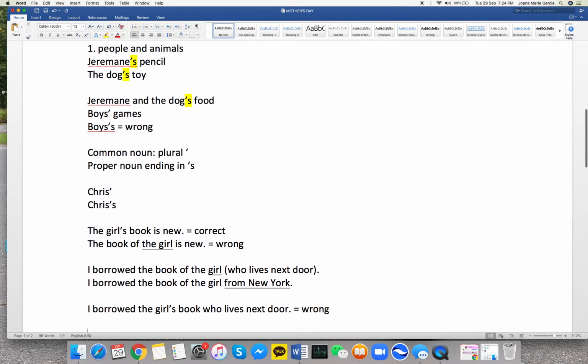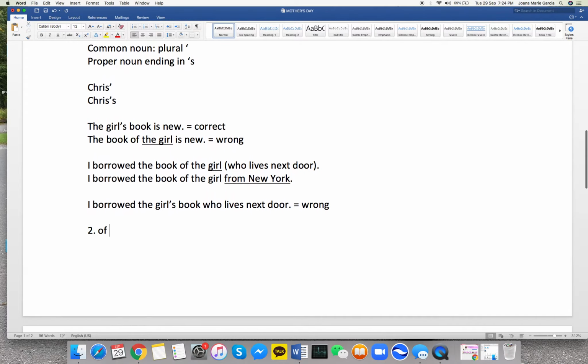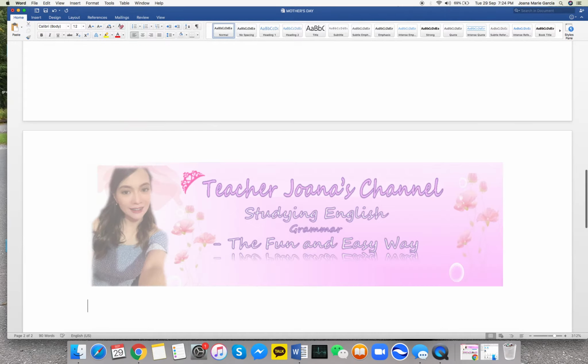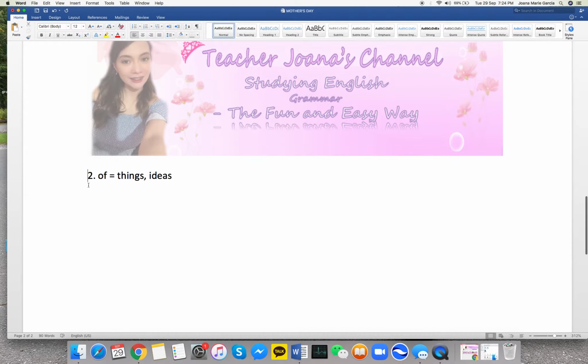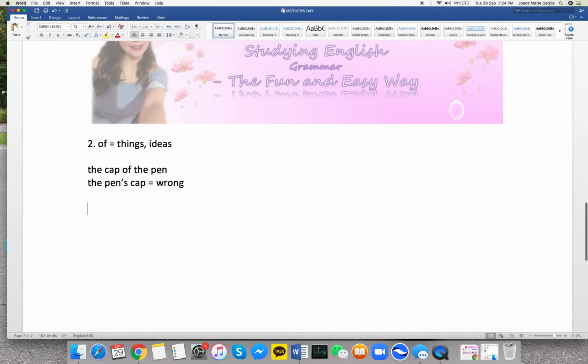Now, when do we use "of"? We use "of" when we talk about, of course, things and ideas. For example, let's have the cap of the pen. You cannot say the pen's cap. The pen's cap, this is wrong. So that is grammatically incorrect.